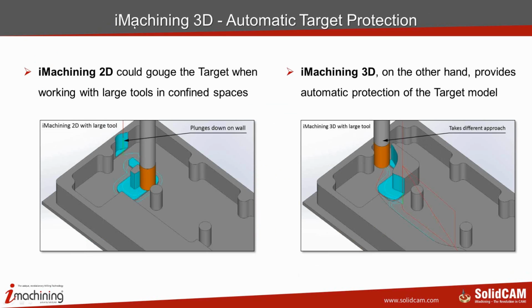Another advantage of iMachining 3D is automatic target protection. When you are working with iMachining 2D, it's your responsibility to make sure that in every operation you don't hit the target, because iMachining 2D is like our standard 2.5D. We don't really know the target. We don't take it into account. It's your responsibility. So if you see in the picture here on the left, if there is a tight area, you could hit the wall. While if you see in the picture to the right, iMachining 3D, since it knows what the target is, automatically gives you protection. And this is an important advantage.